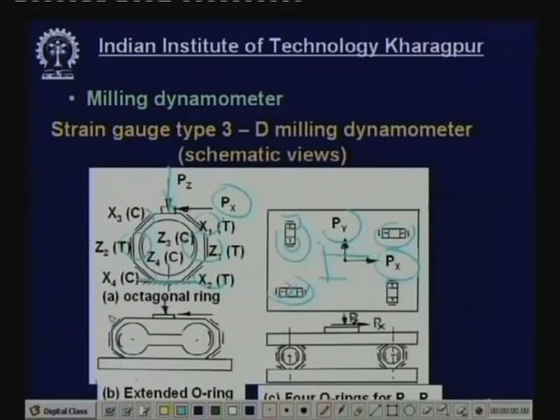Now this is another one, called an extended O-ring. Here this is an O-ring, and here is another O-ring type, connected like this. This is useful for another kind of dynamometer called the grinding dynamometer.